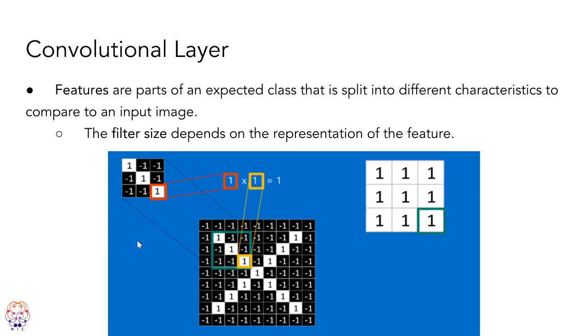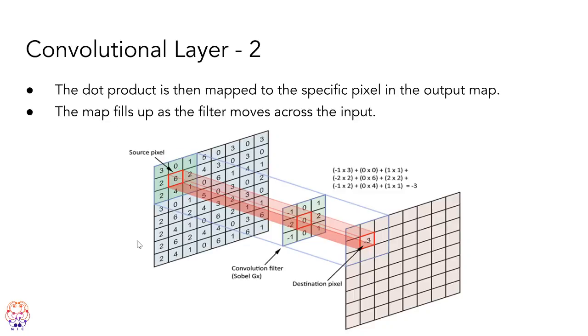The next slide has some more math. So yeah, here's what's actually happening. Let's say again we have this 3 by 3 feature that we're looking for. We have this, what is this, 8 by 8 input image that we're going to go through with this 3 by 3. We're going to look at this section, and then this section, and we'll do a dot product and then map it to its appropriate pixel in the output map.